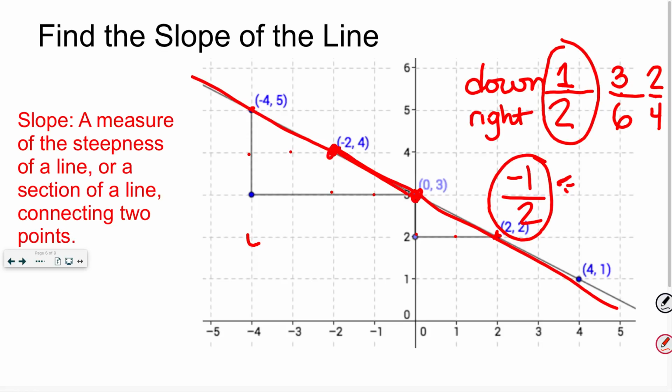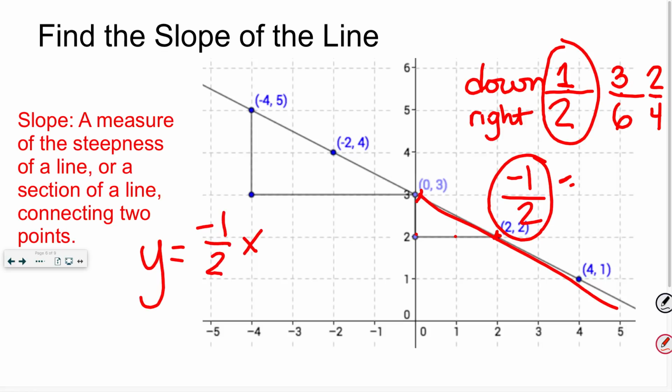Now, how can I write the equation for this line? We're going to go a little bit ahead, I'm sorry. Think about the equation for a line. How would we write it? Even though this is a negative slope, it doesn't matter. We still represent it the same way. What would the equation be? y equals... good. y equals negative 1.5x.